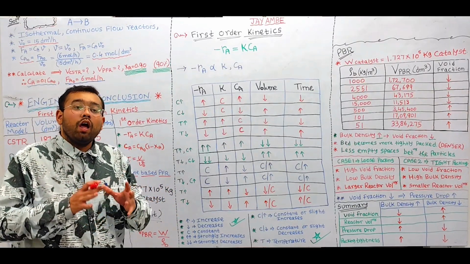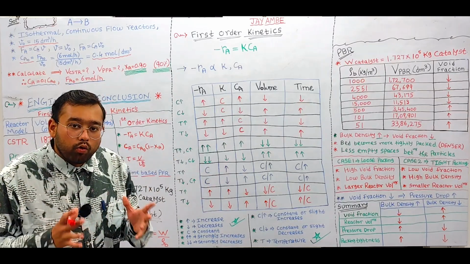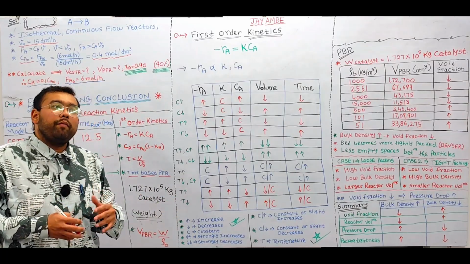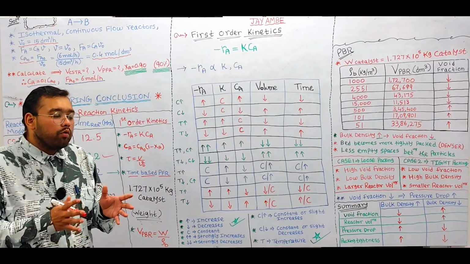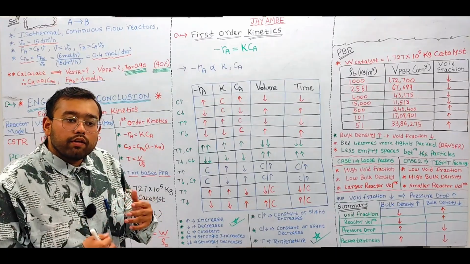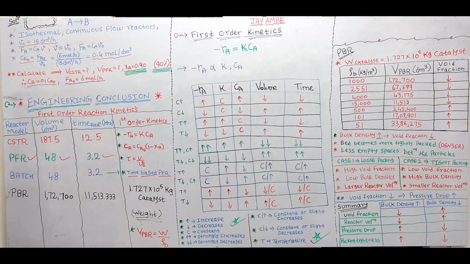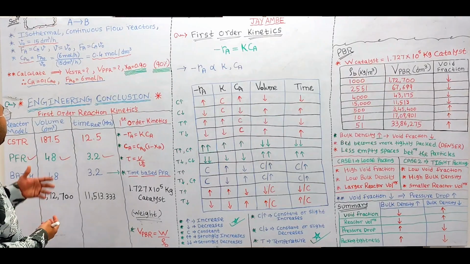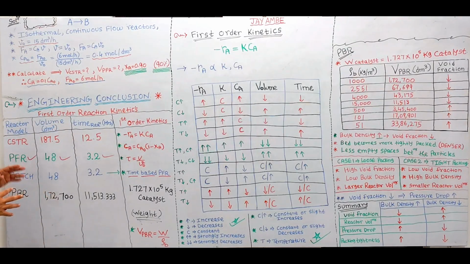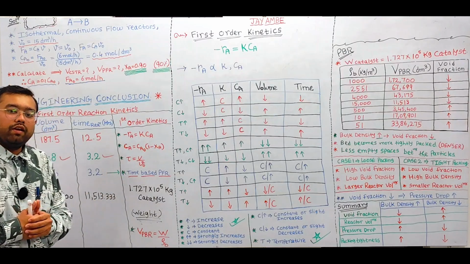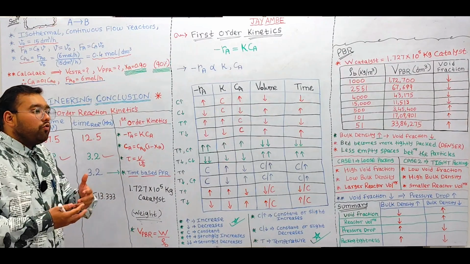So we have tried to understand how large a volume of the reactors we require. What will be my space time or the reaction time? What will be my residence time? How much volume of the reactor, how much weight of the catalyst do we require in order to achieve the desired conversion, right? Followed by that, we have made a detailed comparison and a detailed understanding of the engineering conclusion, where we have compared different reactor models with the reactor volumes, reaction time, and the weight of the catalyst.